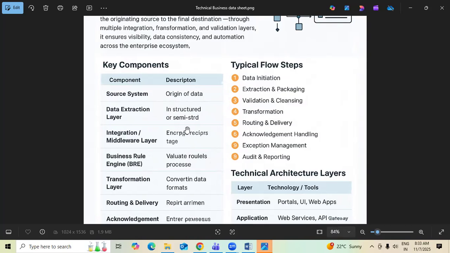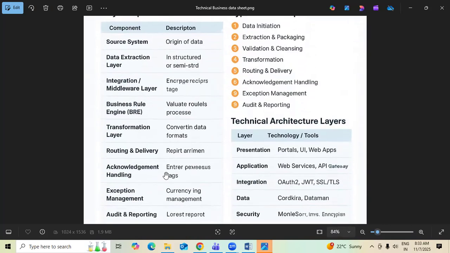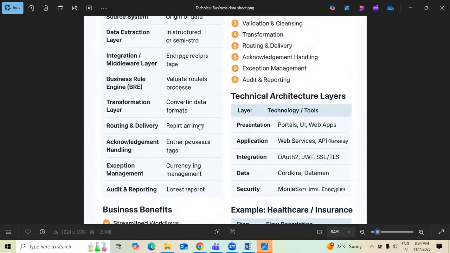Further, there are different layers we have, which are generally the technical architecture layers. The first is the presentation layer, which defines what portals, user interfaces or web apps we are using. Next, the application layer, where whatever web services or API gateway we use are part of it. Next, the integration layer, with protocols like OAuth 2.0, JWT or SSL. Next, the data layer, with the different data tools we use, including security. These are the different layers we have.